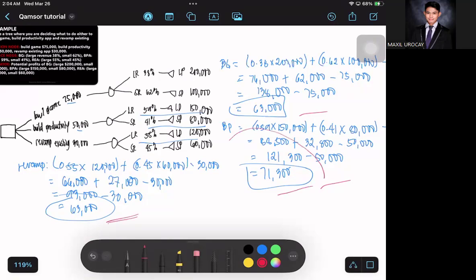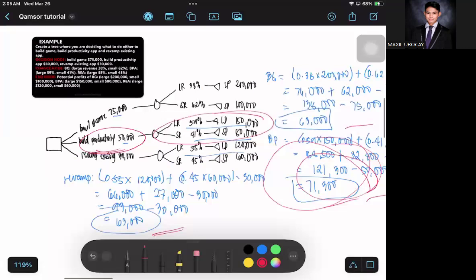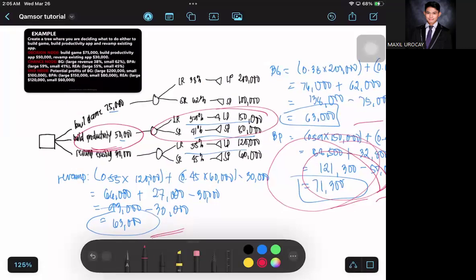So the best right now will be build productivity app. This will be your best alternative since we have right here the outcome of 71,300. If you're going to launch that business, you will launch the build productivity app. So that's how you will deal with the decision tree, and if there will be three categories, you can do it somewhat like that and like this. You can play with everything about that one.